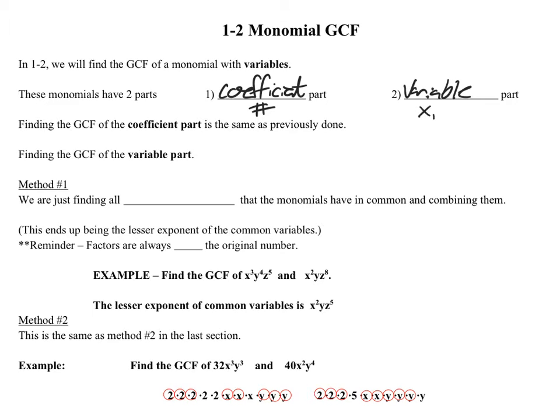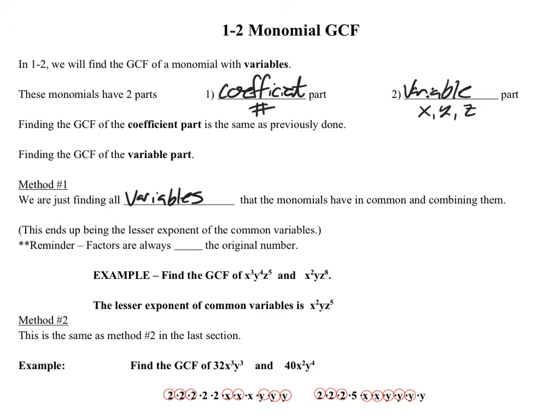So these are things like x, y, z, letters. We're going to find the GCF of the coefficient part just as we did in some of the previous videos, and then we're going to take a look at how to find the GCF of the variable part here. So what we're doing is we're finding all the variables that the monomials have in common and just combining them. So that's our first method.